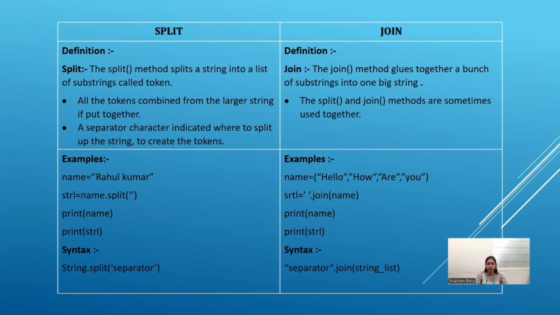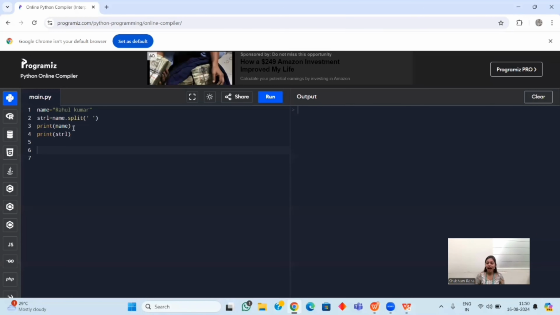I am going to explain now with examples. Here is the example of split. I have taken a variable with the value Rahul Kumar, and below it is the string equals name dot split. Then print name, and here is the output.